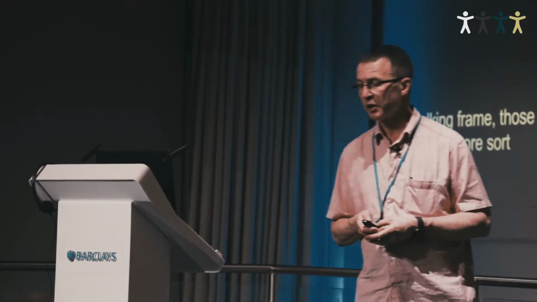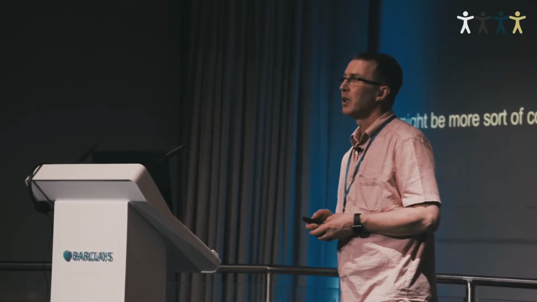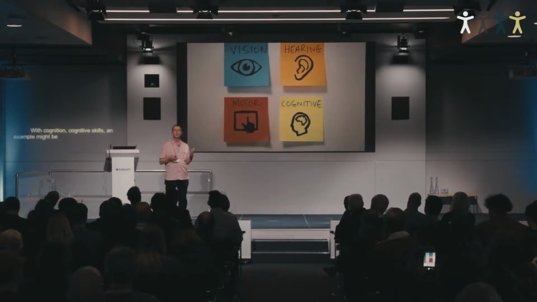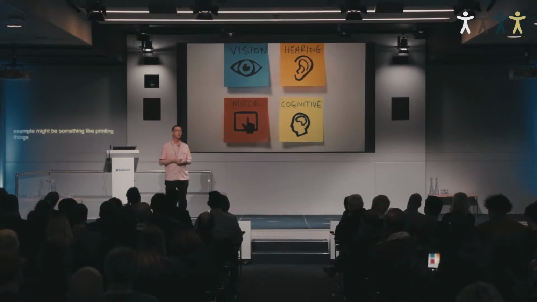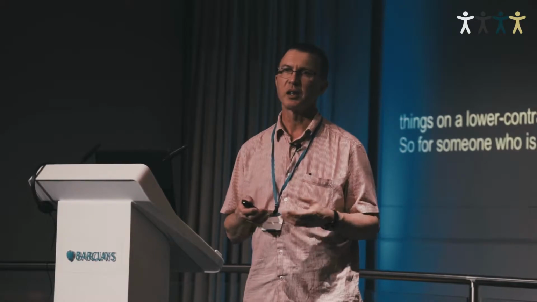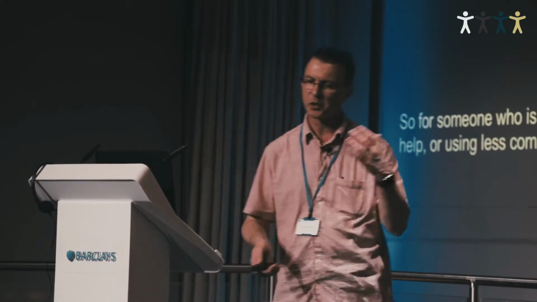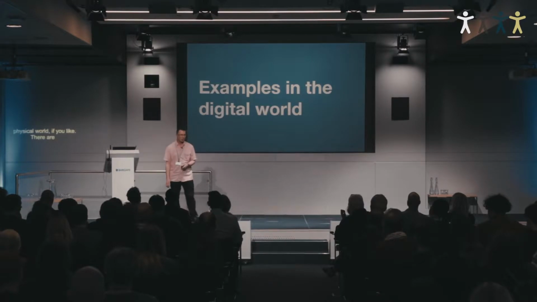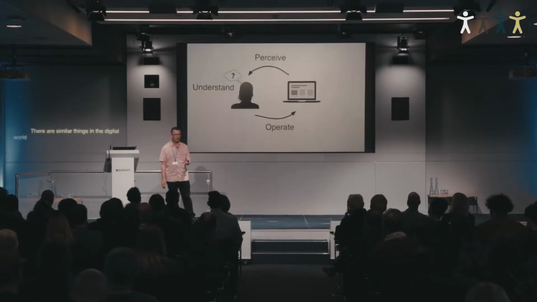And then with cognition, cognitive skills, an example might be something like printing things on a lower contrast background. For someone who's dyslexic, that can help, or using less complex fonts, avoiding italics, things like that. So those sort of things in the physical world, if you like. And it's very similar in the digital world. So thinking about the digital world, what sort of examples there are.